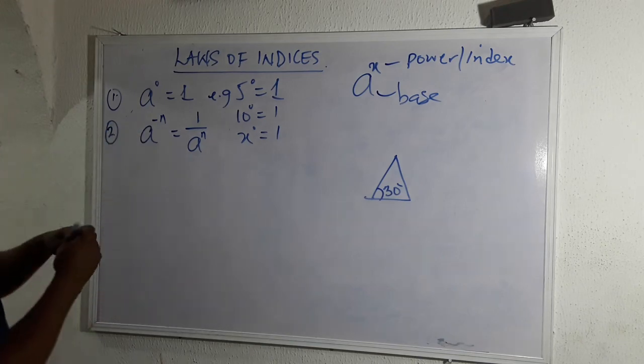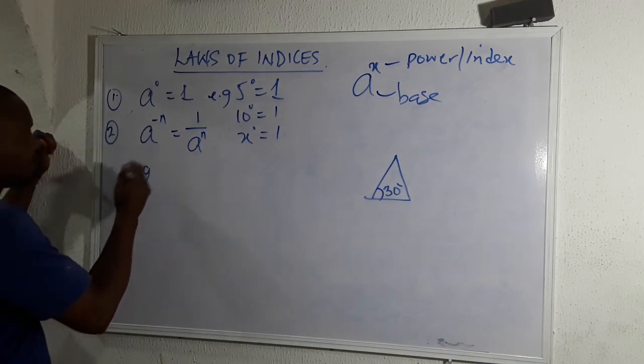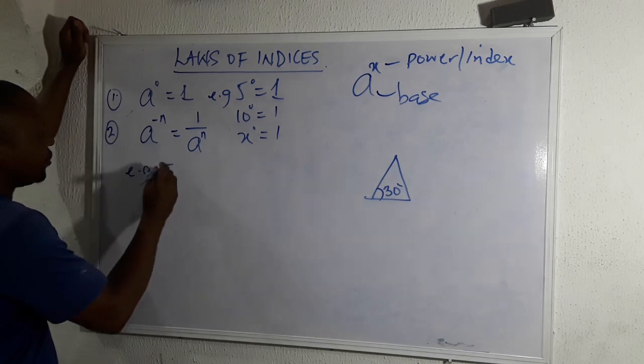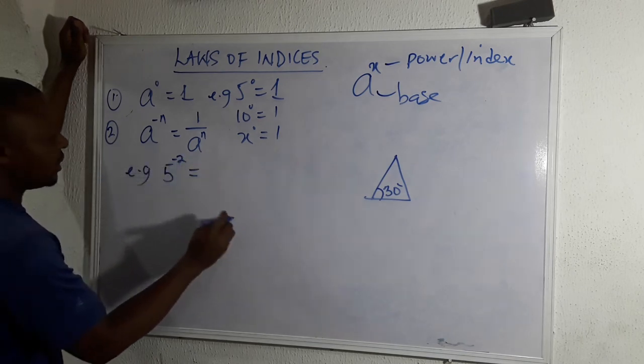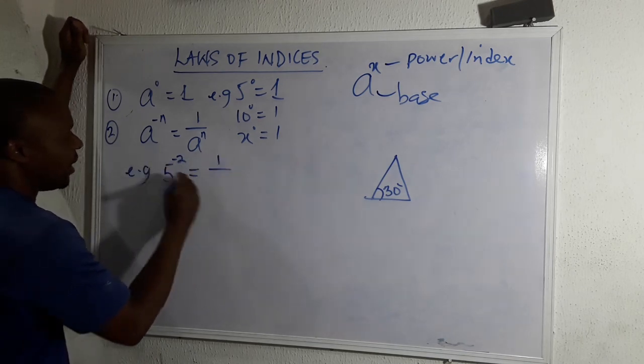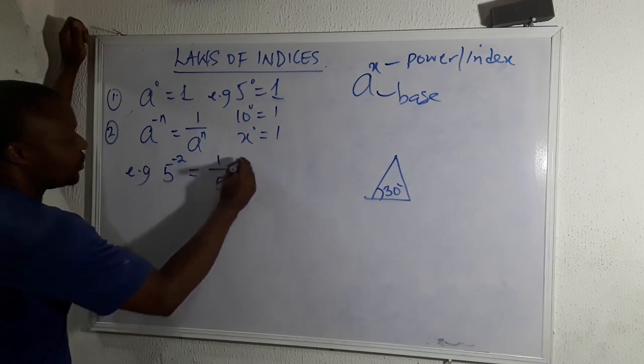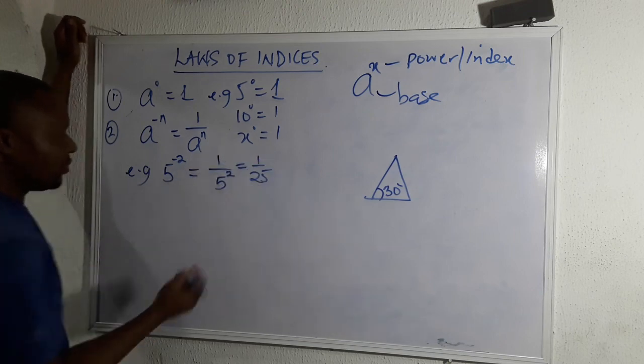Now, an example would be 5 raised to power minus 2. This will translate to 1 over 5 raised to power 2, which is obviously 1 over 25.